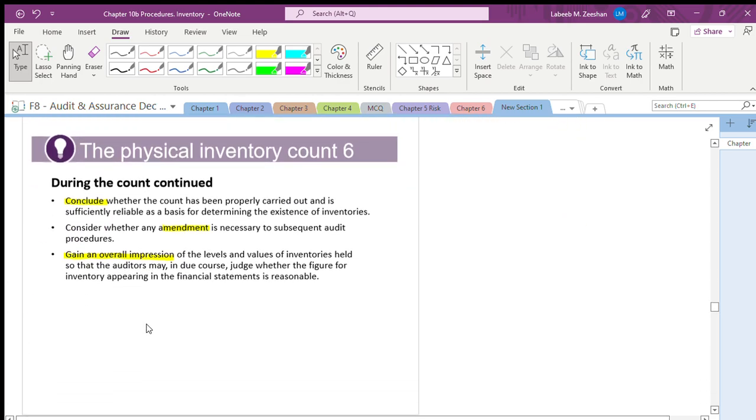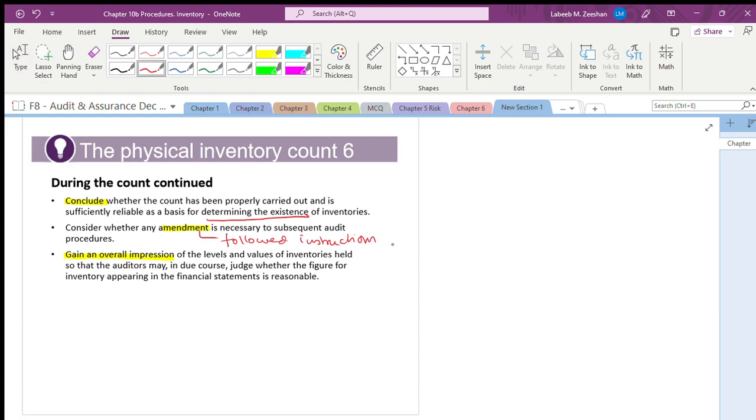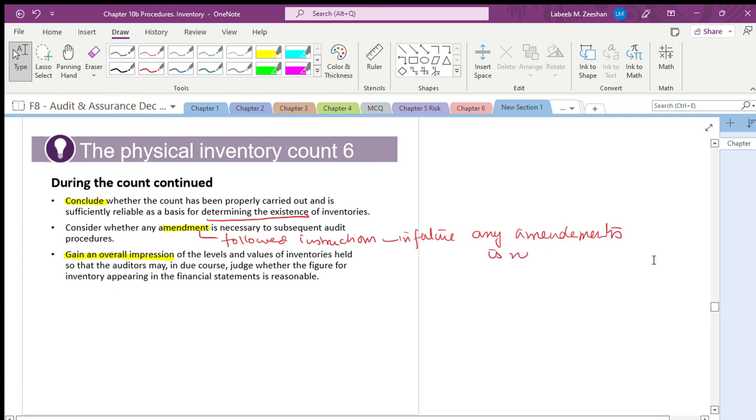Conclude that the count has been properly carried out and is sufficiently reliable as a basis of existence. Consider whether amendments are necessary for subsequent counts. What does that mean? You have followed the instructions. We have followed instructions, so in future, are any amendments needed? That's what we are talking in terms of.